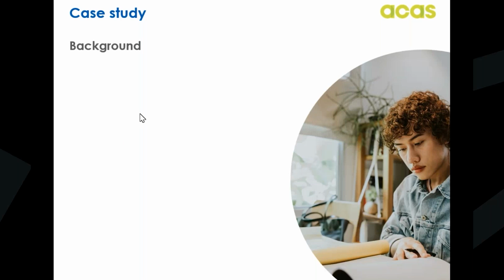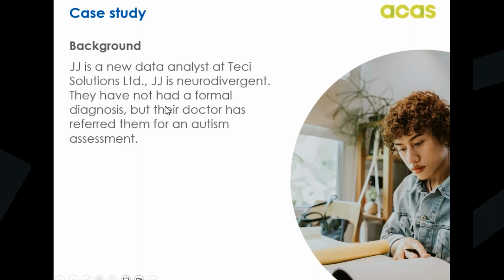Thanks, Vicky. So we have JJ. JJ is a new data analyst at Techie Solutions Limited. JJ is neurodivergent. They have not had a formal diagnosis, but their doctor has referred them for an autism assessment.